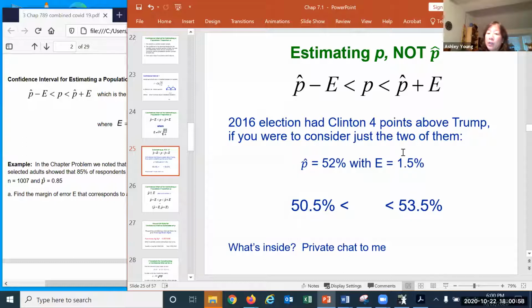Okay, so my error is 1.5%. What am I saying is between these two? Read the thing. 2016 election. Clinton's approval rating was 52% with an error of 1.5%. So what's in between here? P hat is a good guess. But if I put p hat in there, what's p hat? 52%. All I'm telling you is that 52 is between 50 and 53. You already know that. Everybody should know that. I'm not trying to guess at what p hat is. I know what p hat is.